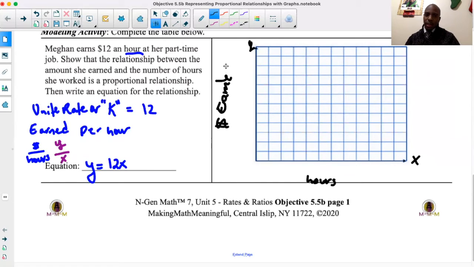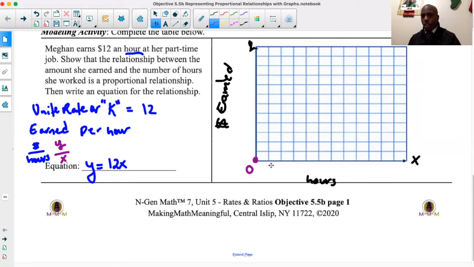Yes, I'm writing this sideways because that's normally how you see tables as they're written, right? And that's EARNED. I know that looks like an M, but it's not an M. It's an R and an N. Every proportional graph starts at 0, 0, right? We want to label this 0 here. And we want to then label our graph to know what the numbers are.